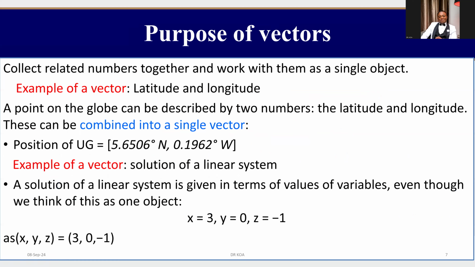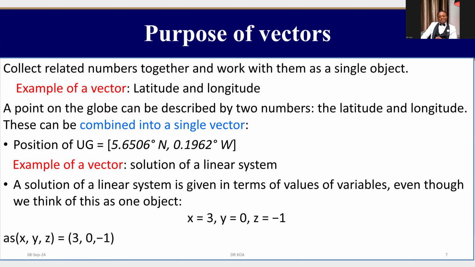Why do we need vectors? Well, I decided to look at the position of the University of Ghana. You can get the position of a building, the position of anything. You can have the longitude and the latitude. Longitudes and latitudes are usually written in vector form. It's very practical. So you can find a point on the globe, described by just two numbers, the latitude and longitude. Once you combine these, you can create a vector with it. That tells you vectors are practical.